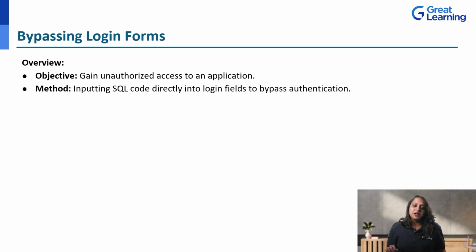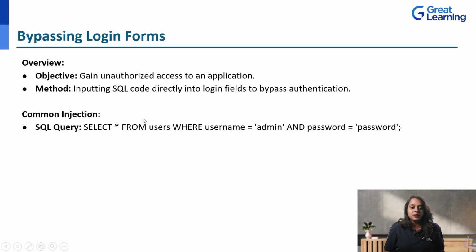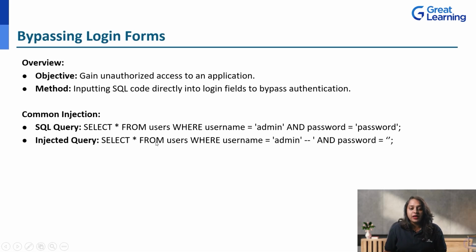So the method is nothing but inputting SQL code directly into the login fields, bypassing the authentication, as I said. The common injection here: the query can be written as select star from users where username is admin and password is this. This is how a normal correct SQL query should be written. But how will the injected SQL query look? The injected query, as you can notice the difference, is select star from users where username is admin.